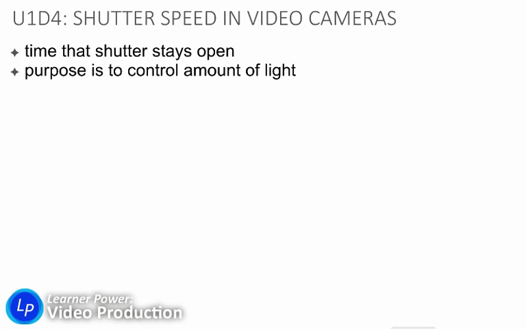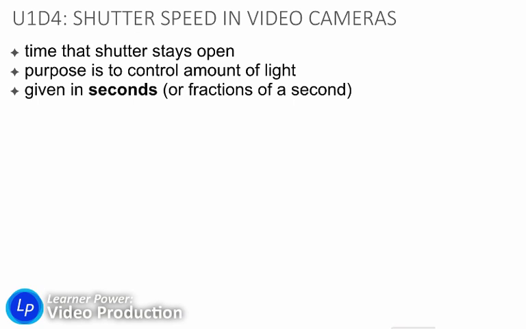The purpose of shutter speed is to control how much light gets into the CCD, and shutter speed is measured in seconds. Usually it's in fractions of a second. Generally, a shutter on a camera opens and closes very fast, and so we need to measure fractions of seconds.